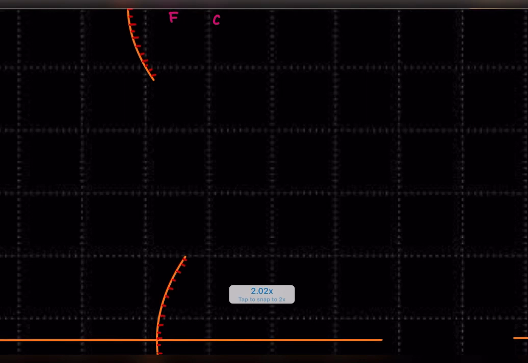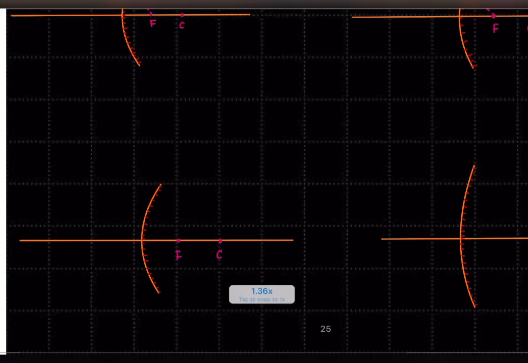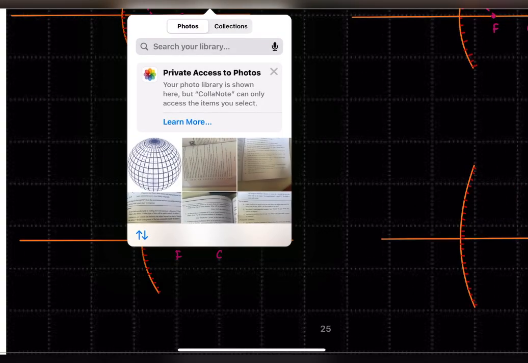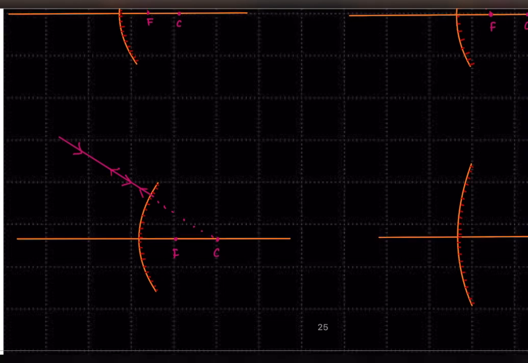Let's come to the third rule. This is focus, this is center of curvature. What will happen if a ray of light comes, but this time it is not through focus, it is through center of curvature? Are you getting my point? If a ray of light comes and is going toward the center of curvature like this, then it will trace back the same path. This is my third rule.